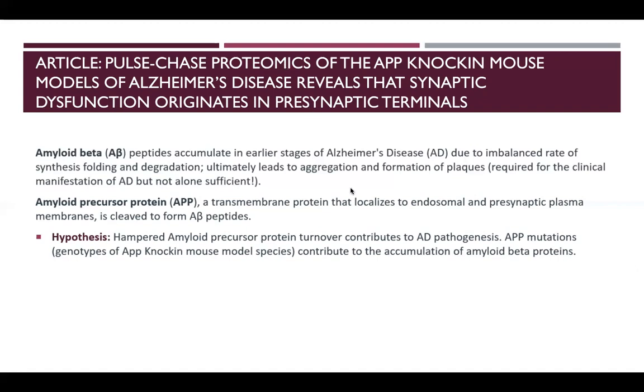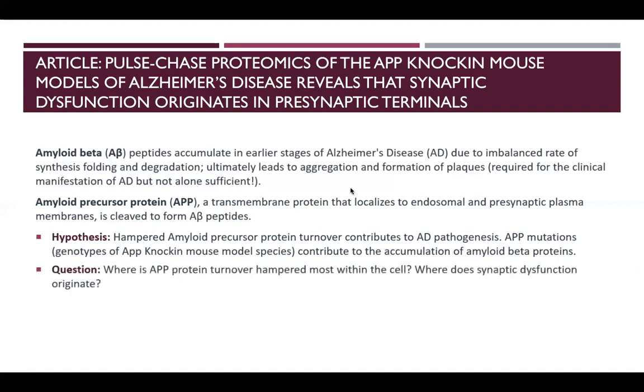And then questions based off of this hypothesis are, where is APP protein turnover hampered most within the cell, and where does the synaptic dysfunction originate? So tracking synaptic dysfunction throughout the location of the cell.